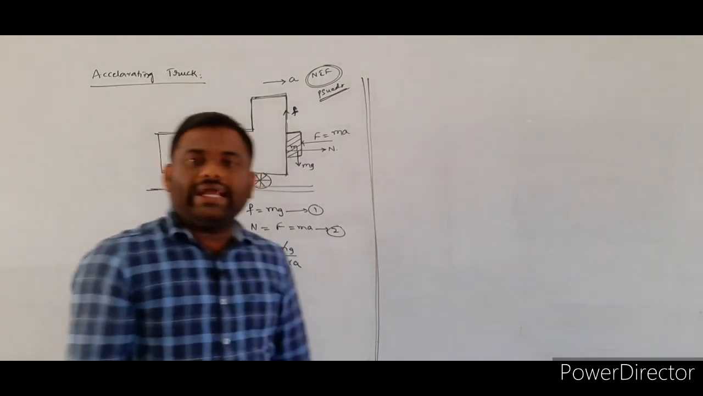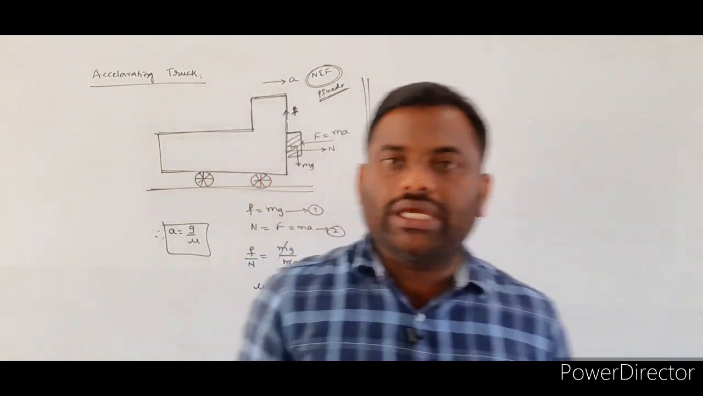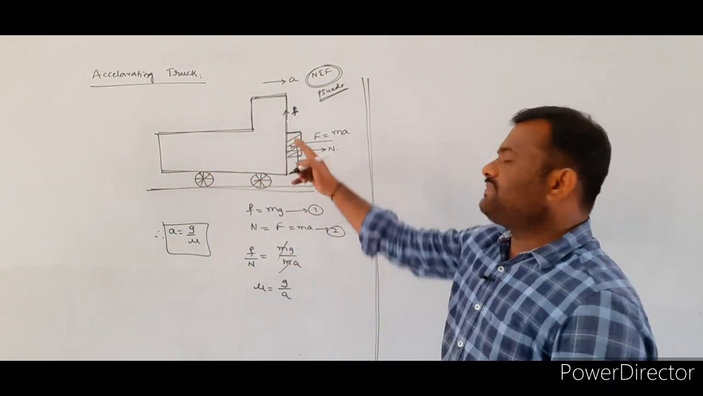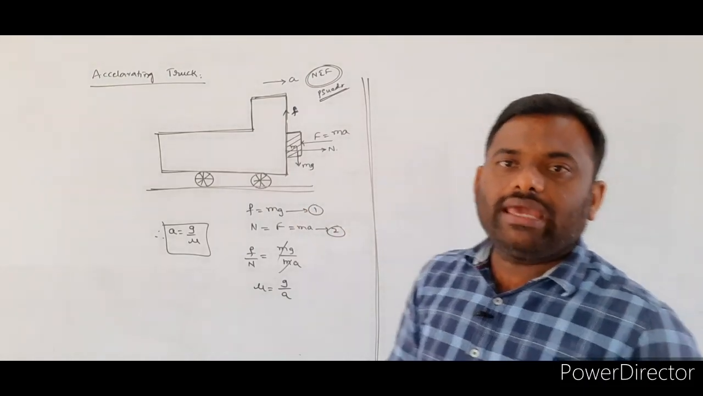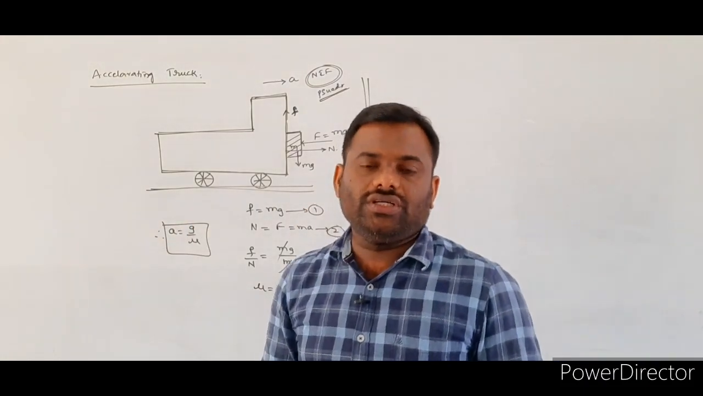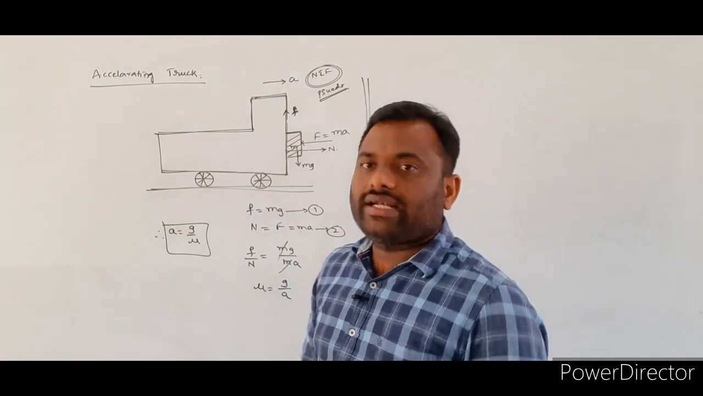So the required acceleration of the truck to keep the object stationary with respect to the accelerating truck is a equal to g by mu. It is a very important application. That is the accelerating truck concept.